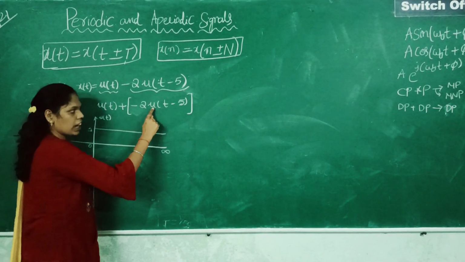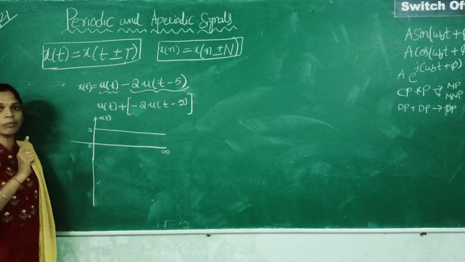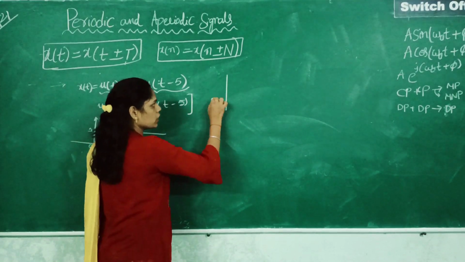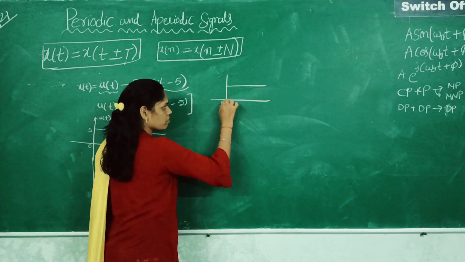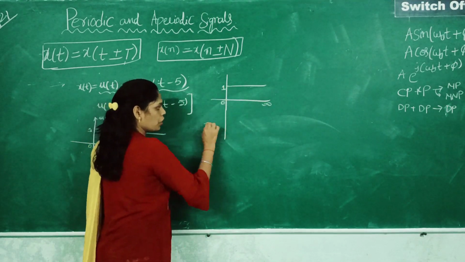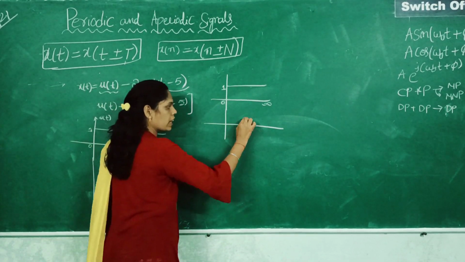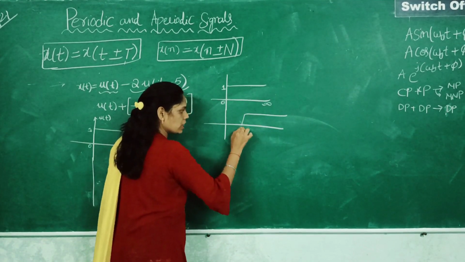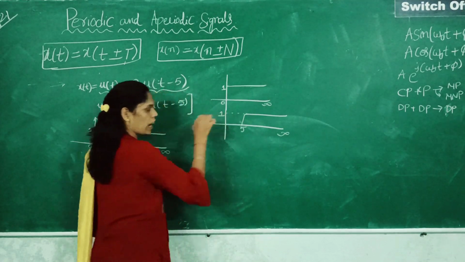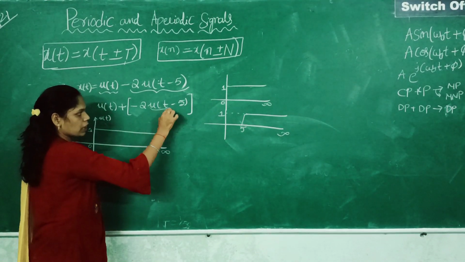Next, we have u of t minus 5. u of t minus 5 is nothing but u of t delayed by 5 seconds. So it starts from 5 to infinity, having amplitude 1. So this is nothing but u of t minus 5.